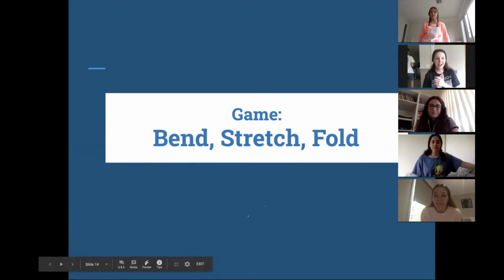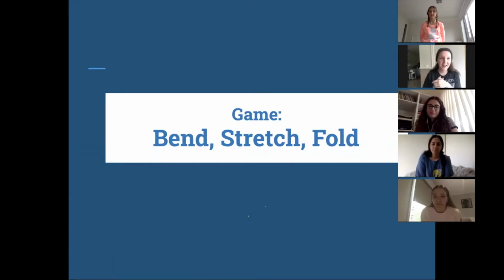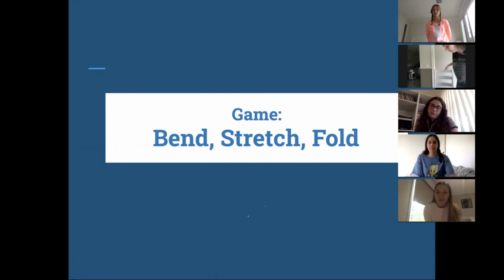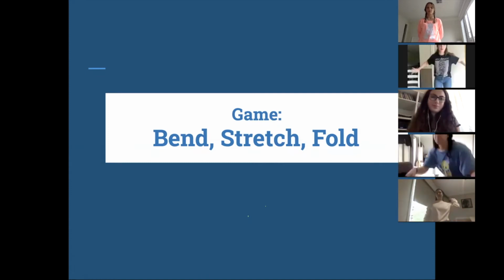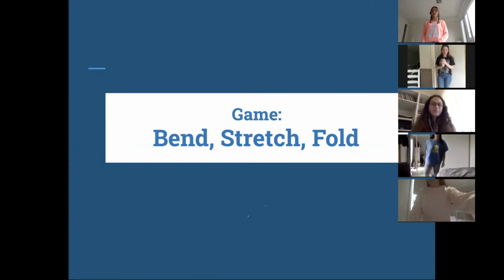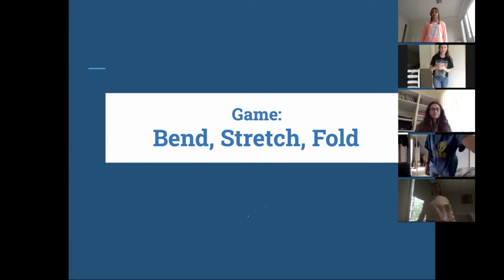All right, guys, so now we're going to get started with our activity. We're going to look a little bit more at the types of actions that we can use to change the properties of an object. So one word that we're going to look at is bend. So we're going to all stand up. I'm going to stand up as well, because we're going to use our bodies to show this one. How can we use our bodies to show bend?